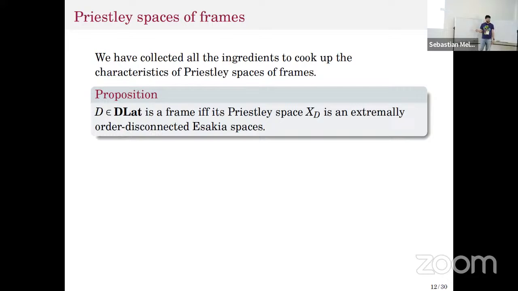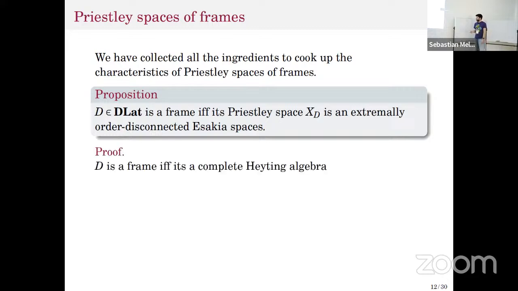I mean, I said it right, but I didn't read the proposition correctly. I want to say that if you have a lattice, this is going to be a frame if and only if the Priestley space is an extremely order disconnected Esakia space. The proof right now is very simple because we have those two lemmas from before.